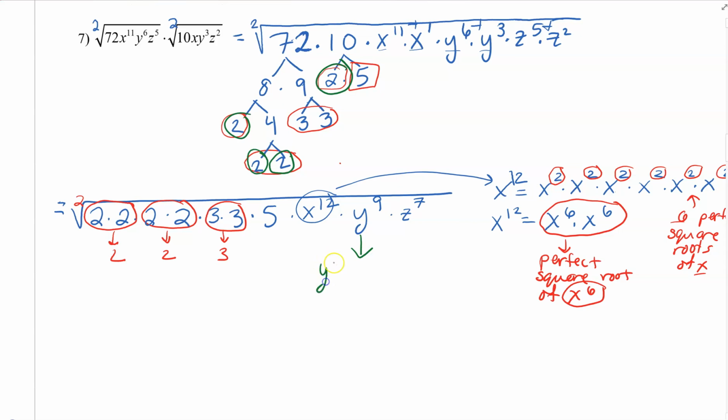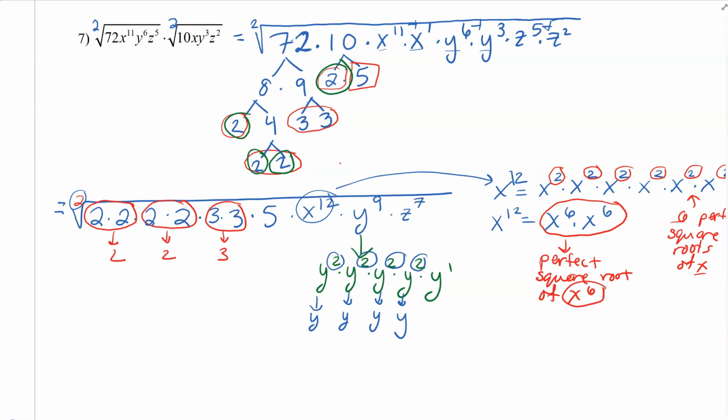Then for y to the 9th, maybe we'll look at this one right here. I'll break it into perfect index size groups. So 2, 4, 6, 8, and then I'd have a single factor of y left over, right? Because 9 doesn't divide evenly by 2. But I do notice that it has 4 perfect index size groups. I have 4 perfect square roots of y: 1, 2, 3, 4. Because every time you have an index size group, that's a perfect root of that index. So this is 4 perfect square roots for the y's.